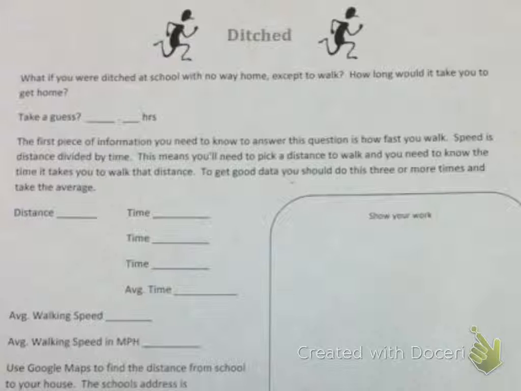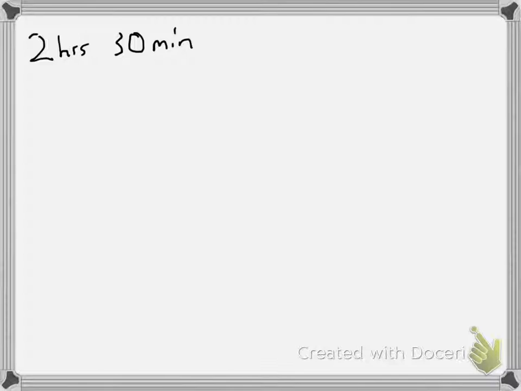So the first thing you can see here you need to do is to take a guess about how long it'll take you to get home. But you need to do this in a decimal version of hours. So let me show you that. Okay, so say I have 2 hours and 30 minutes is my guess. What that's going to be, because that's actually a half of an hour, is 2.5 hours.